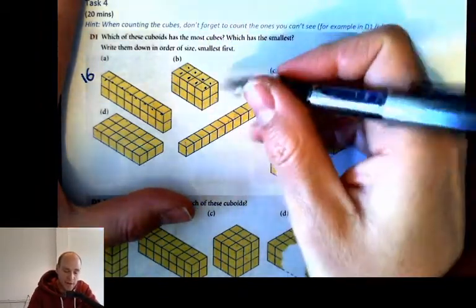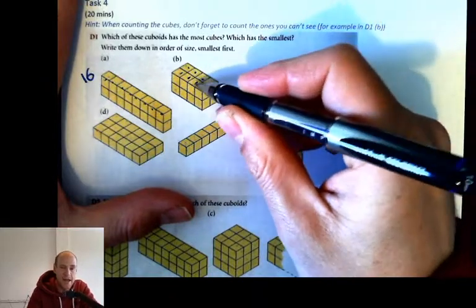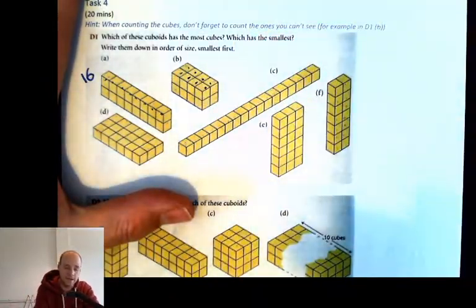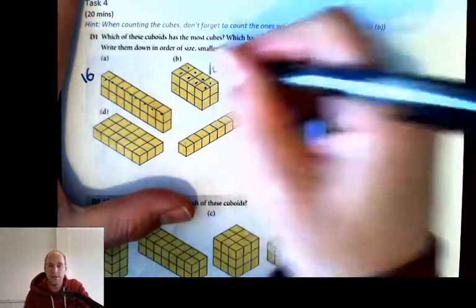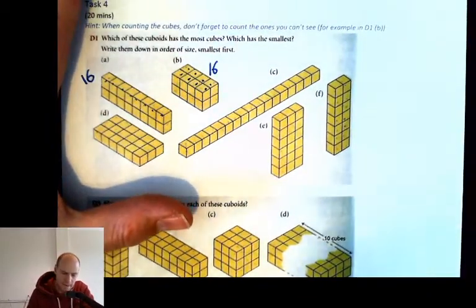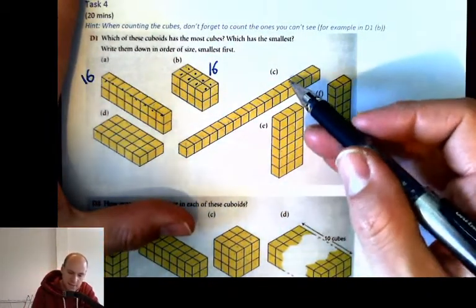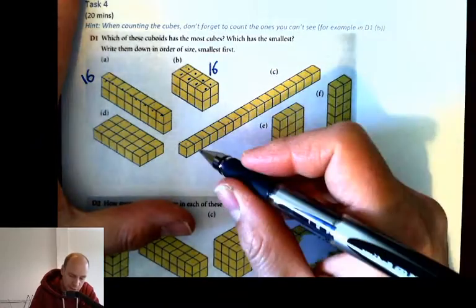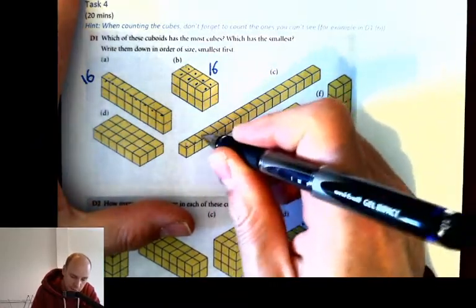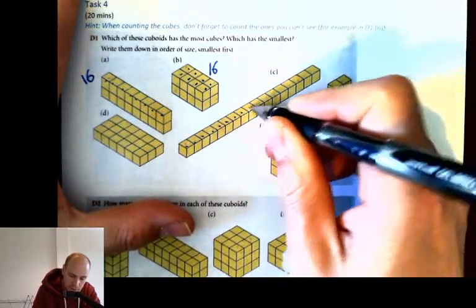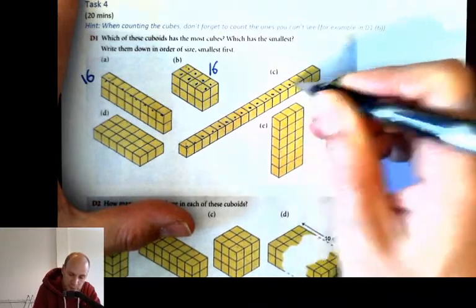So the top layer has 1, 2, 3, 4, 5, 6, 7, 8. The next layer would also need to have 8. So in total, that would have 16 squares in it. That's C. C is a bit easier because it's just one big long thing. It's just going to count it. 1, 2, 3, 4, 5, 6, 7, 8, 9, 10, 11, 12, 13, 14, 15, 16, 17.